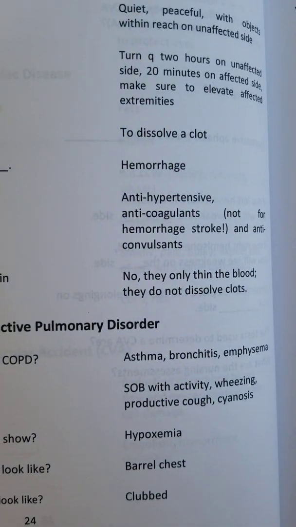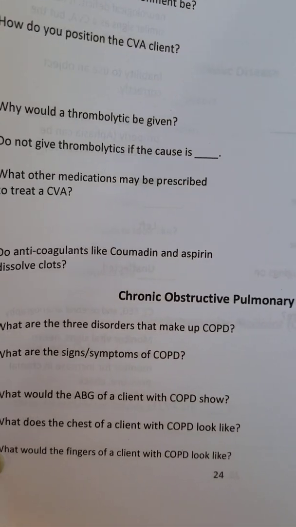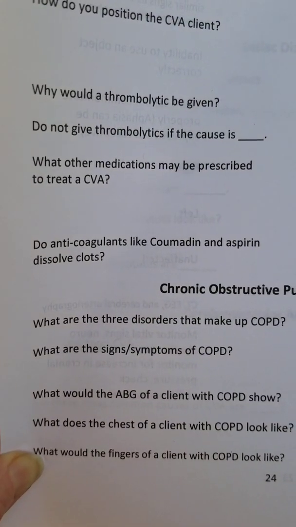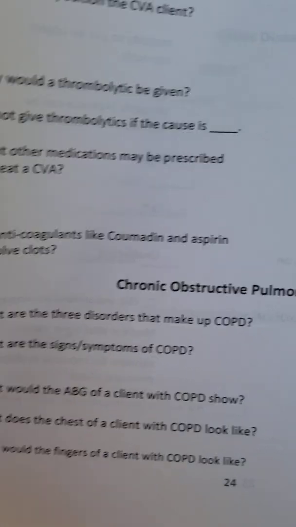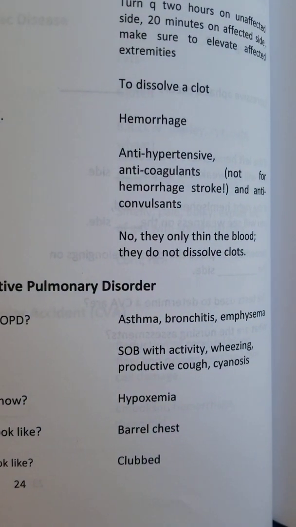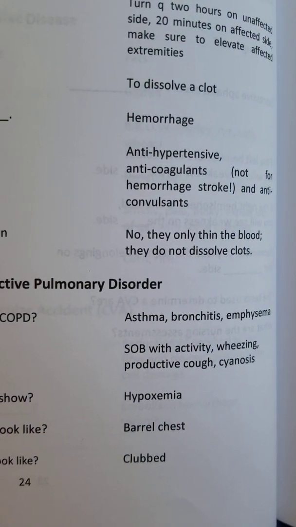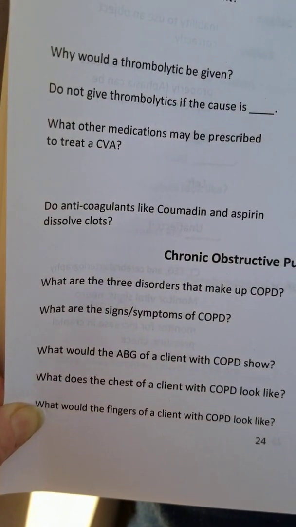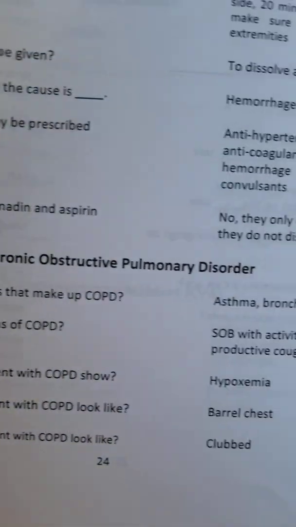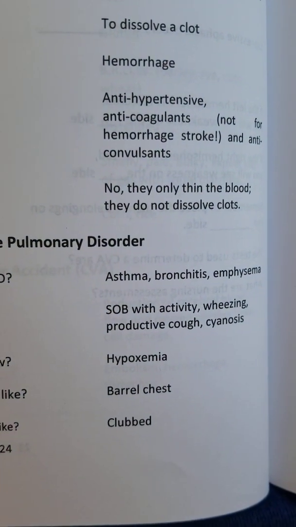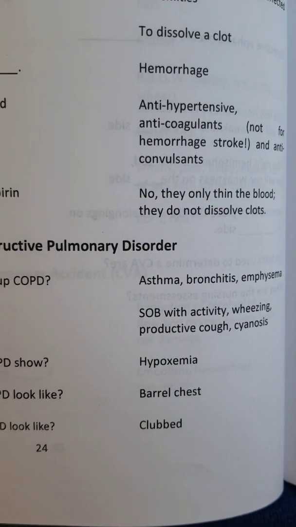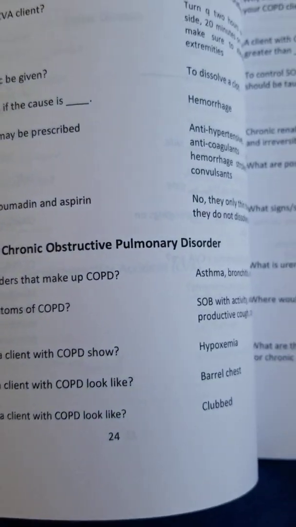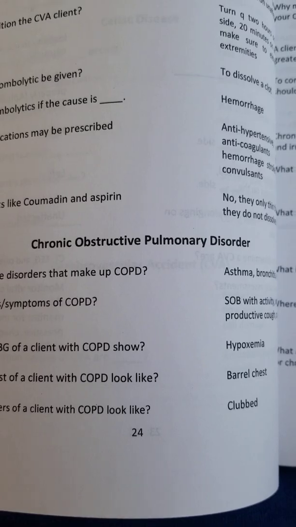A thrombolytic would be given to dissolve a clot. Do not give for hemorrhages. Other medications for CVA are antihypertensives, anticoagulants, not for hemorrhagic stroke, and anticonvulsants. Do anticoagulants like Coumadin and aspirin dissolve clots? No, they thin the blood. They do not dissolve clots. We'll stop right there at COPD and finish page 24 next.